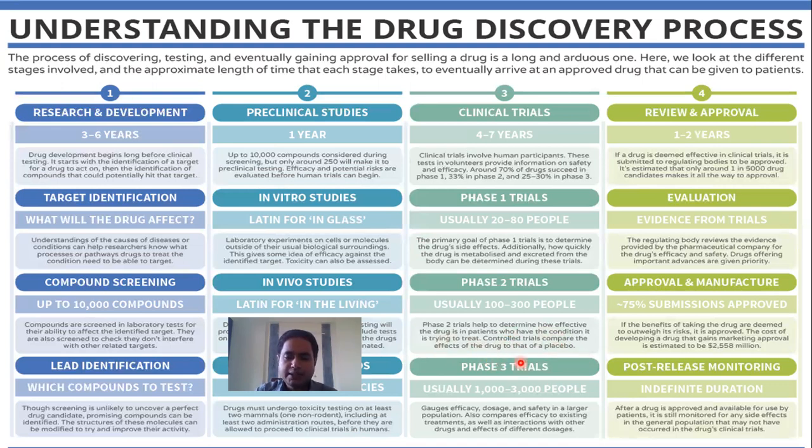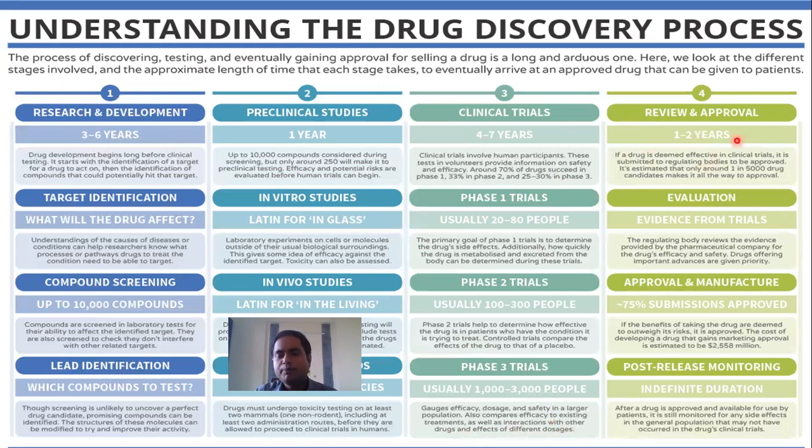The phase 3 trial can be conducted on 1000 to 3000 people. So to gauge efficacy, dosage, and safety in a larger population can be performed in the phase 3 trial. Also, comparing efficacy with existing treatment, as well as interaction with other drugs and the effect of different doses, can be investigated in the phase 3 trial.